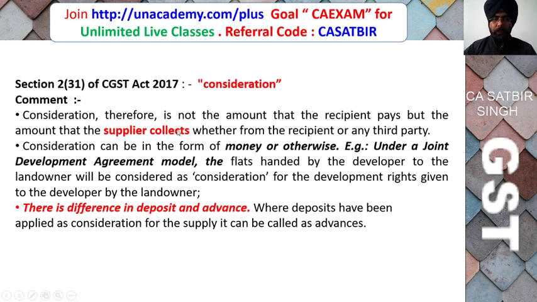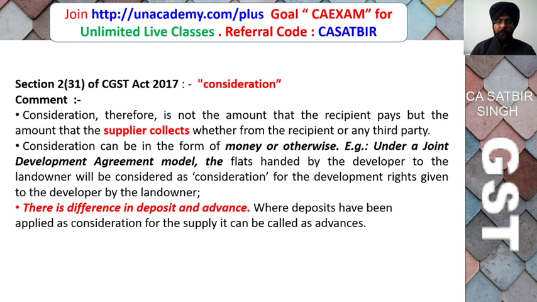So here are the important concepts relating to the consideration definition. Consideration therefore is not the amount that the recipient pays, but the amount that the supplier collects, whether from the recipient or any third party. Consideration can be in the form of money or otherwise. For example, under a joint development agreement model, the flats handed by the developer to the landowner will be considered as consideration for the development right given to the developer by the landowner.